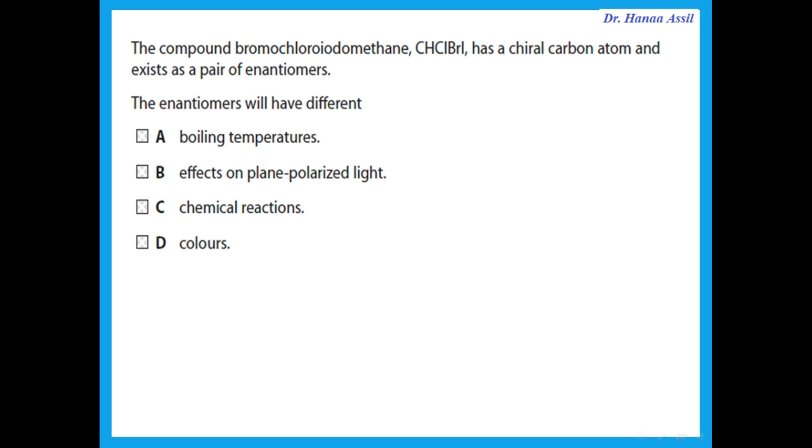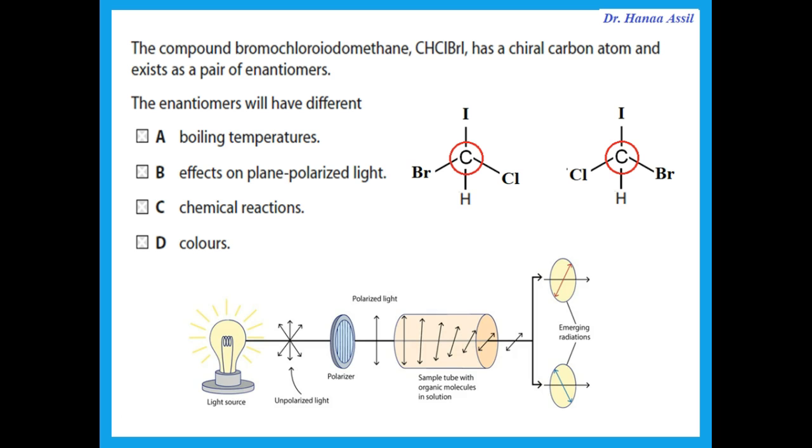This question says the compound has a chiral carbon atom and exists as a pair of enantiomers. The enantiomers will have different what? Remember, when we draw these 2 enantiomers, they are similar in everything except how they rotate the plane polarized light. These 2 compounds will give the same chemical reactions, the same boiling temperatures, and even the same color if they're supposed to be colored. The only difference between them, because they have a chiral center, is they will rotate the plane of polarized light in opposite directions. Do we understand this?